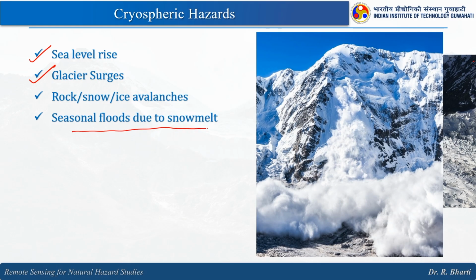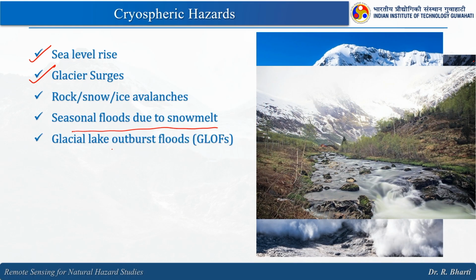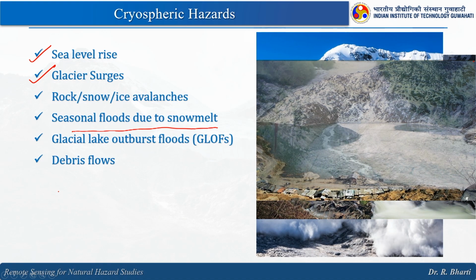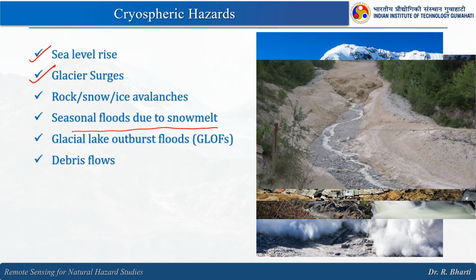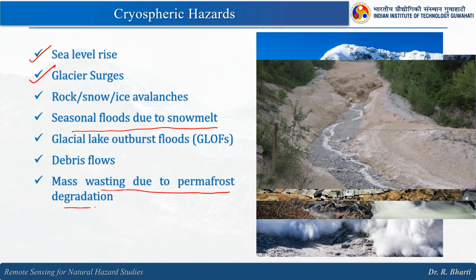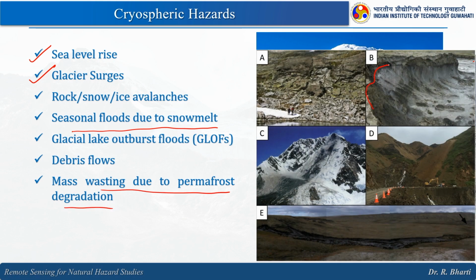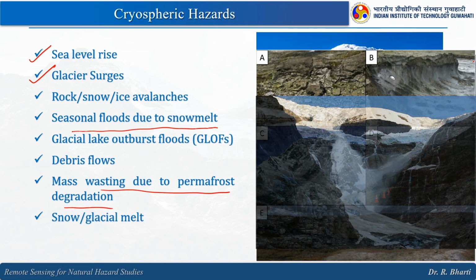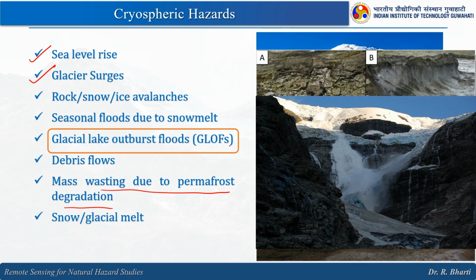Then seasonal flood due to snow melt. Then glacial lake outburst flood. Then we have debris flow. You can see in the downstream how devastating it could be if you have sudden release of water. Mass wasting due to permafrost degradation. There are several studies available which talk about the mass wasting due to permafrost degradation. Then we have snow or glacier melt. Particularly this glacial lake outburst flood is very dangerous, and these incidences have increased in the past few decades.